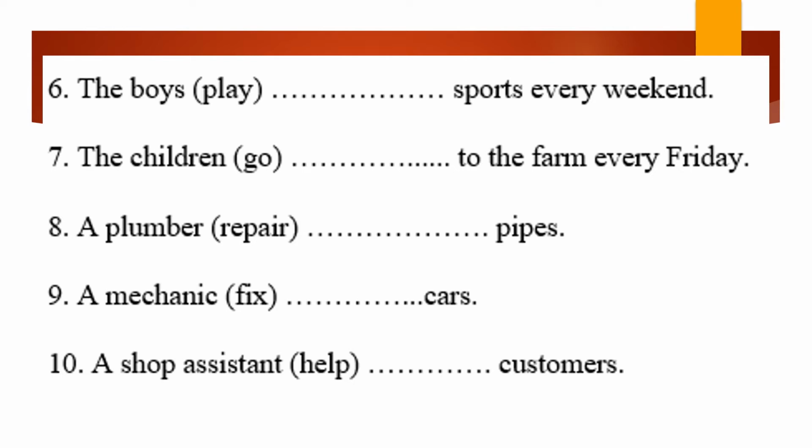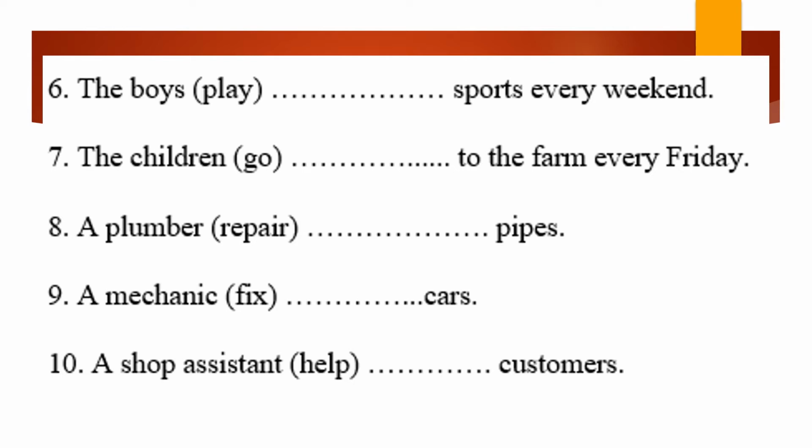Okay, let's look at these sentences carefully. Number 6, the boys, between brackets, play sports every weekend. When we say every weekend, it's a repeated action, and this is the present simple. And we said in the previous lesson, if you remember with F, if we're going to use the verb in the present simple, either we leave it as it is if the subject is a plural word, or we add an S if the subject is a singular word.